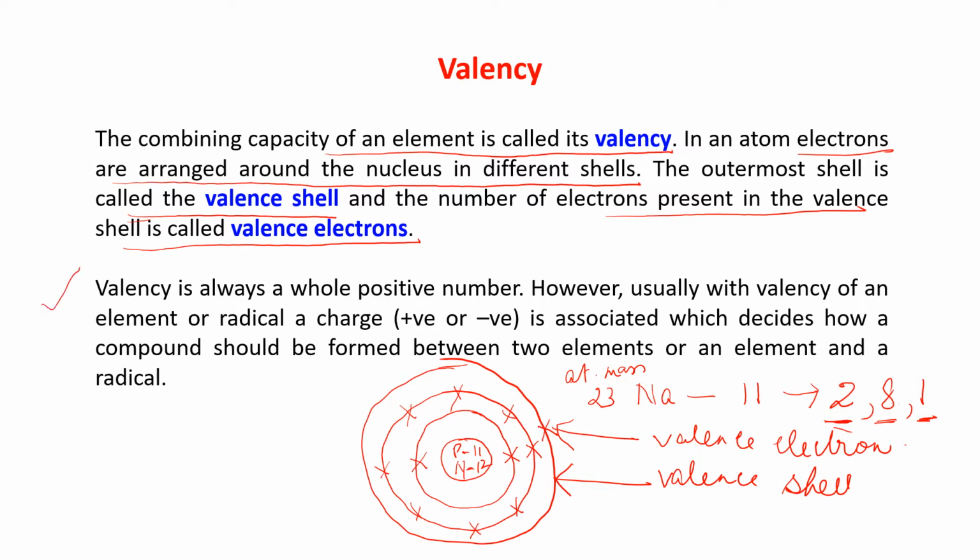Now come to the next paragraph. Valency is always a whole positive number. However, usually with valency of an element or a radical, that is positive or negative charge is associated, which decides how a compound should be formed between 2 elements or an element and a radical. When you will learn how to form the compound, then you will come to know. You are having a little bit of idea about it. When you will do it, you will get a fair idea about it.